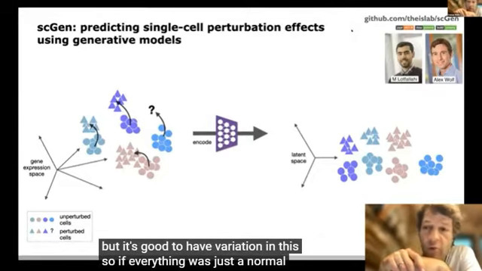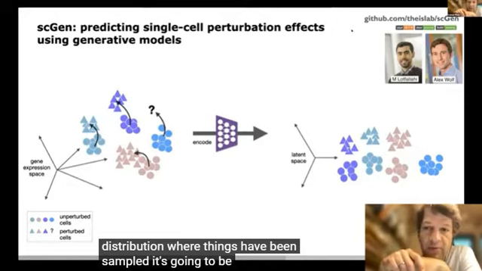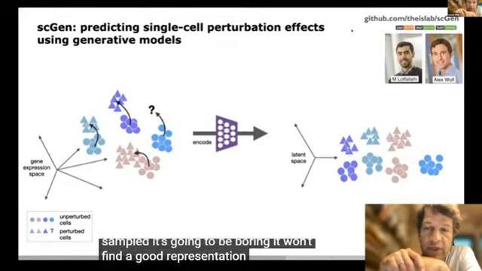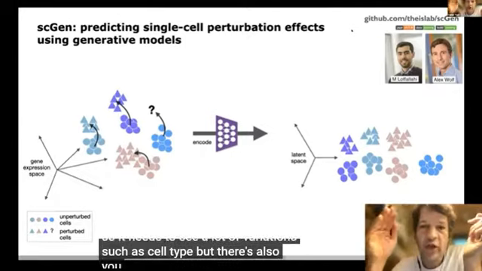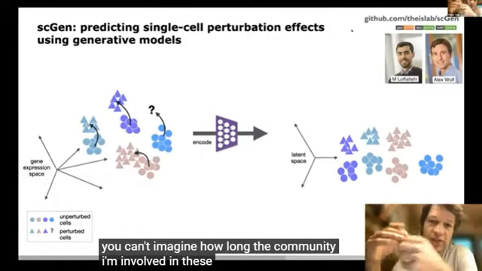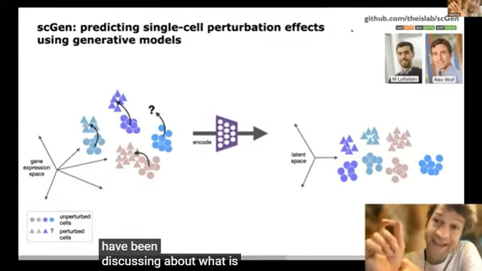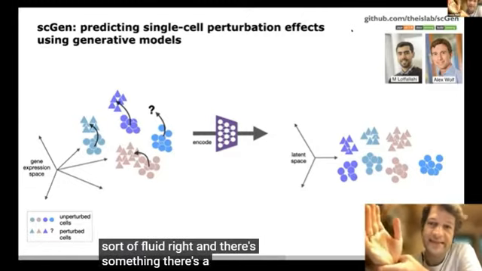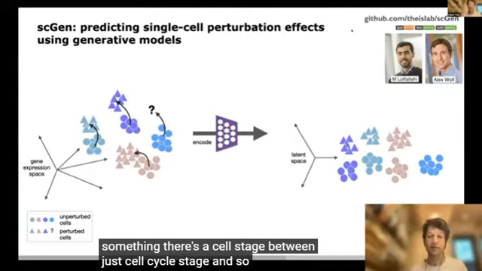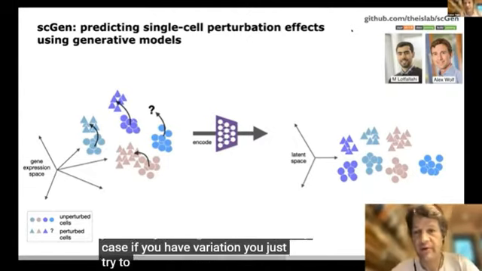So if everything was just a normal distribution where things have been sampled, it's going to be boring. It won't find a good representation. So it needs to see a lot of variation, such as cell type, but there's also, you can't imagine how long the community, I'm involved in this human cell labs, have been discussing about what is a cell type. Because it turns out these things are sort of fluid, right? And sometimes there's a cell state between just cell cycle stage and so on. But in any case, if you have variation, you just try to leverage.